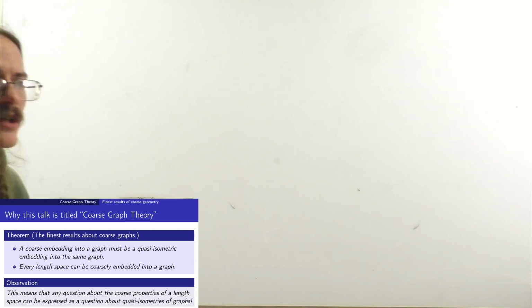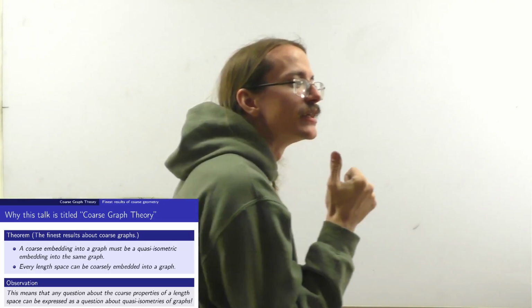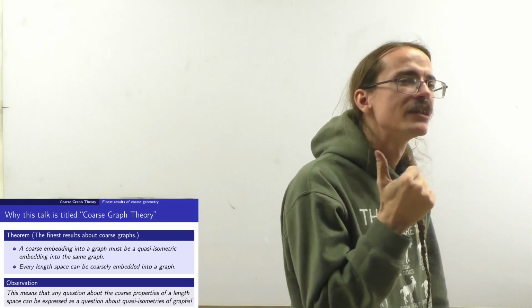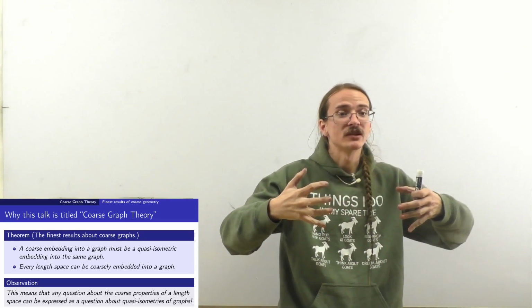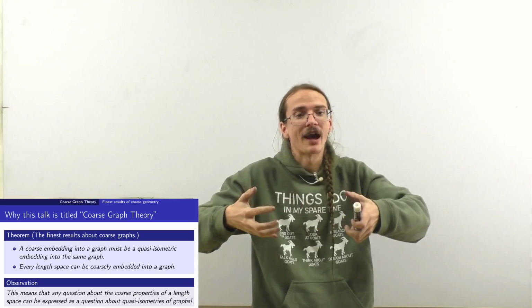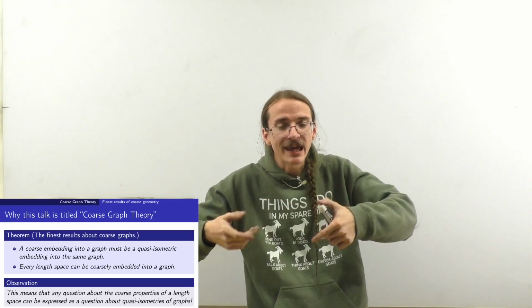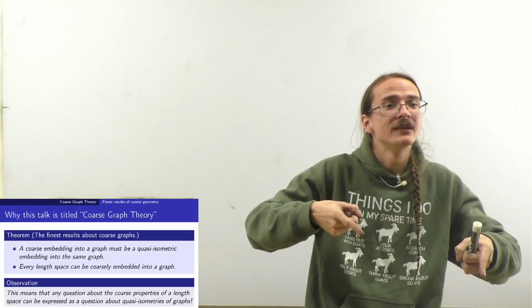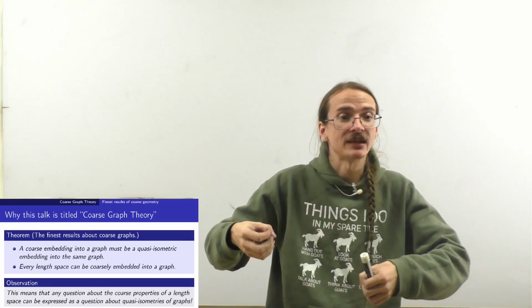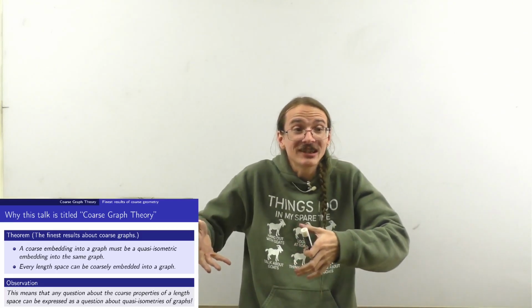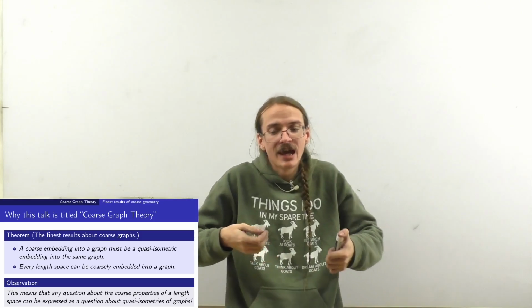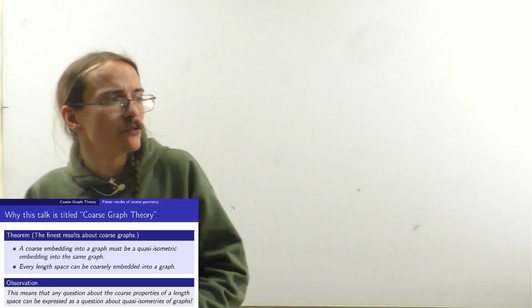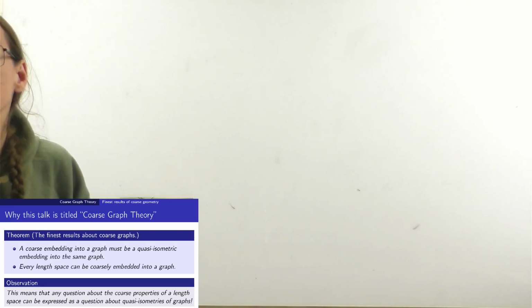Those are that every length space is embeddable, quasi-isometrically, into a graph. And any embedding into a graph, even if it's just a coarse embedding, is actually also going to be a quasi-isometric embedding. And I think that we should prove both of those results.